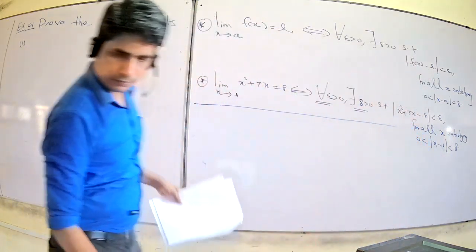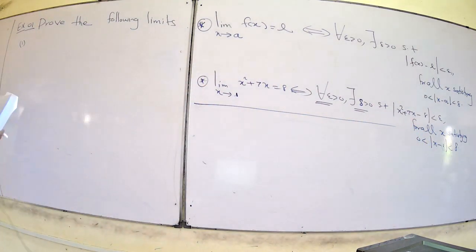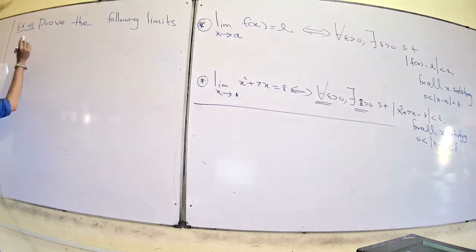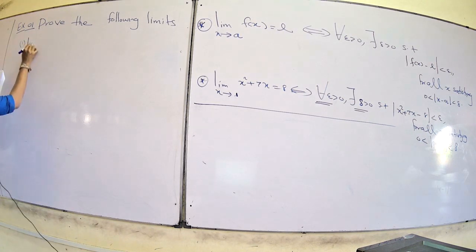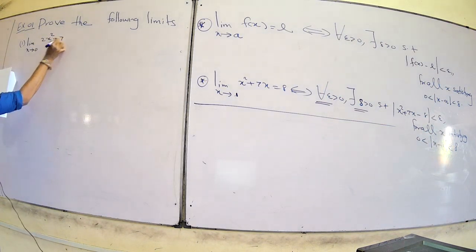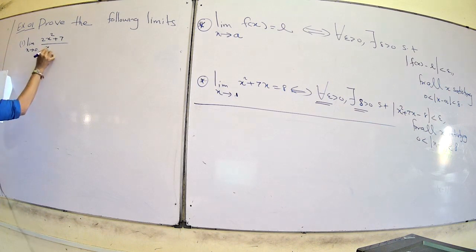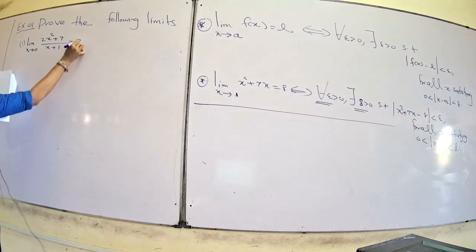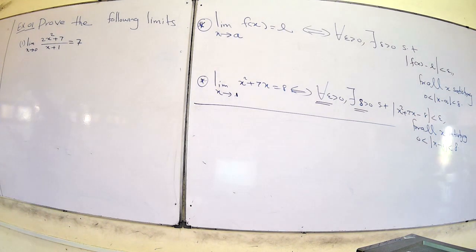Next question. Limit of x tends to 0 of (2x squared plus 7) over (x plus 1) equals, again, 7. Now you put x as 0, so 0, 0, 7 by 1, which is 7. Same idea, now we'll do: let epsilon greater than 0 be arbitrary.